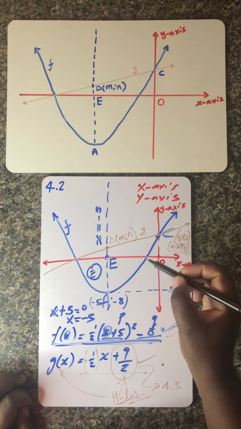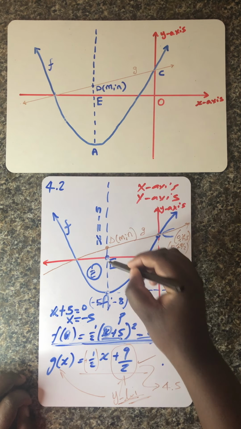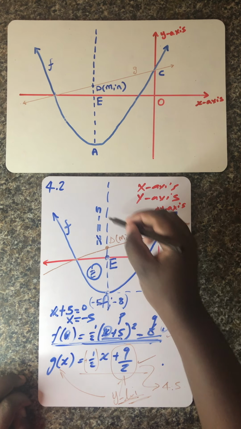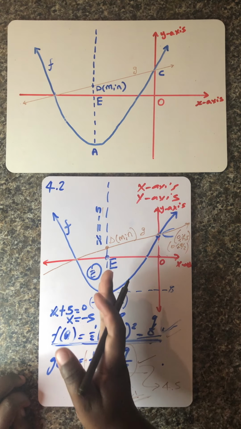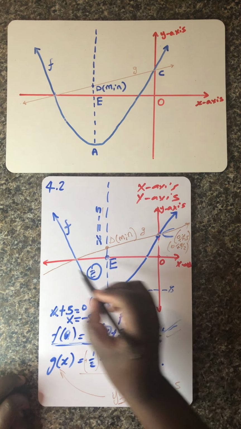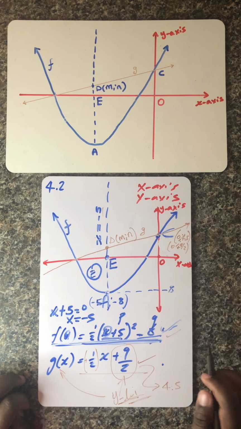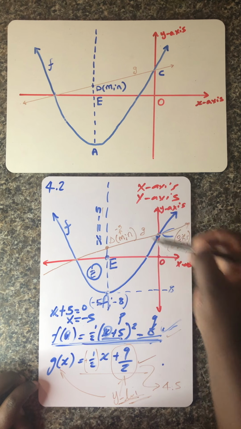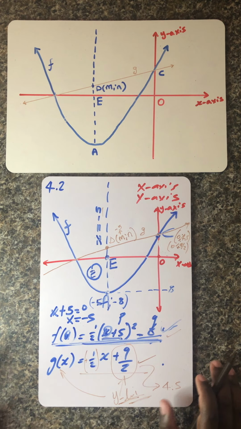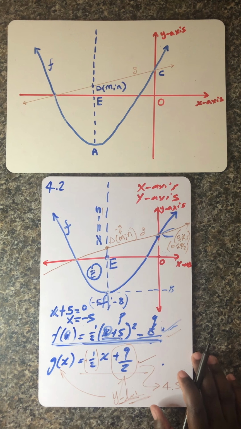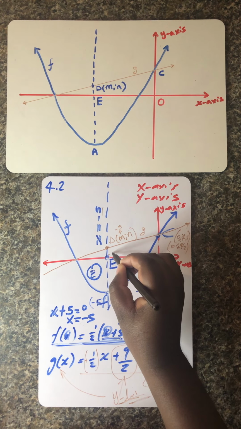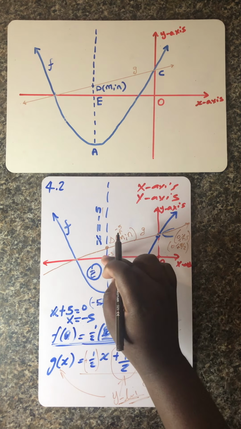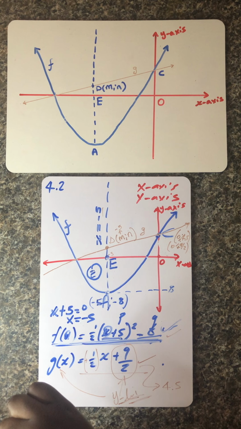Okay, so we already know that that point there is -5. That means our axis of symmetry cuts the x-axis at -5. So we already know that M is -5, just by interpreting this given information. That line cuts the x-axis where the x value is -5.